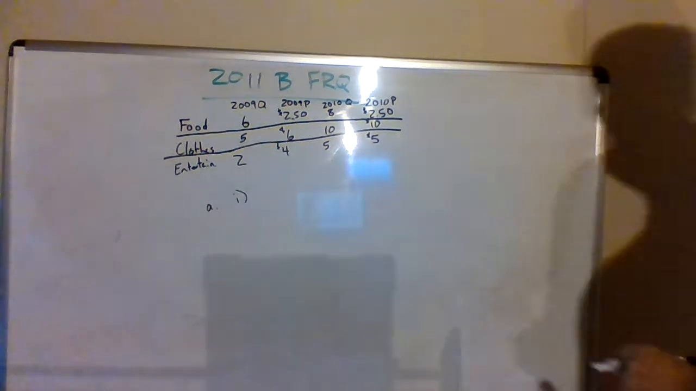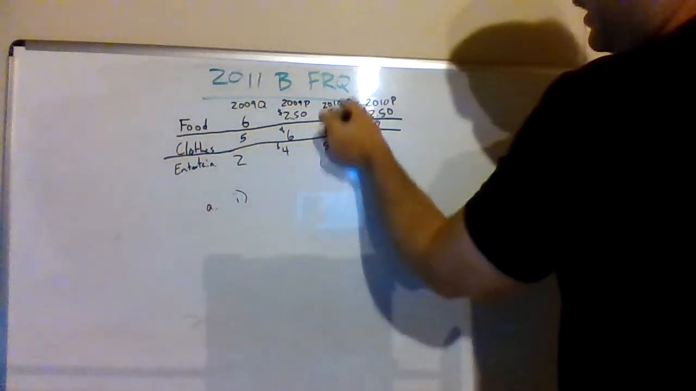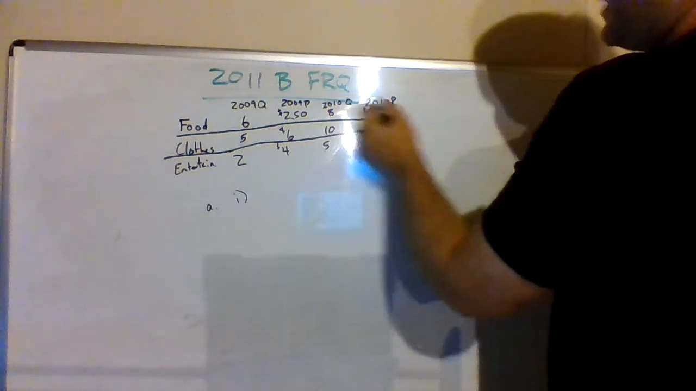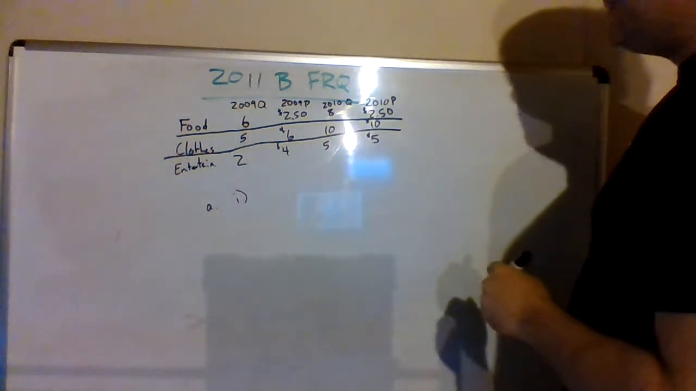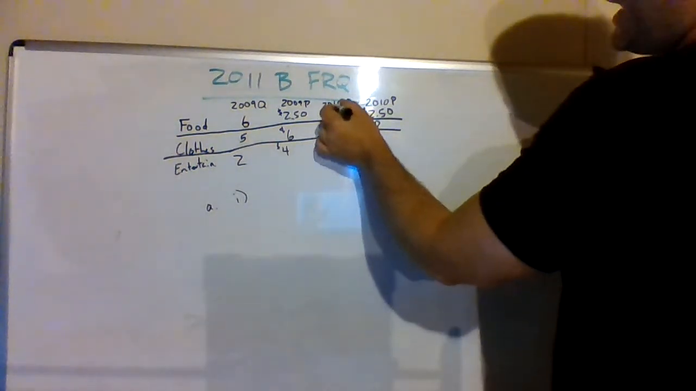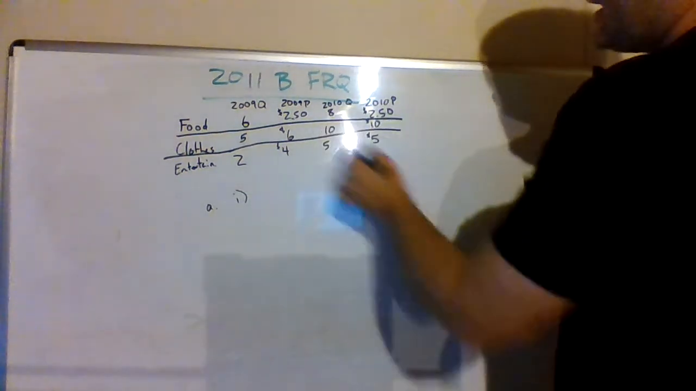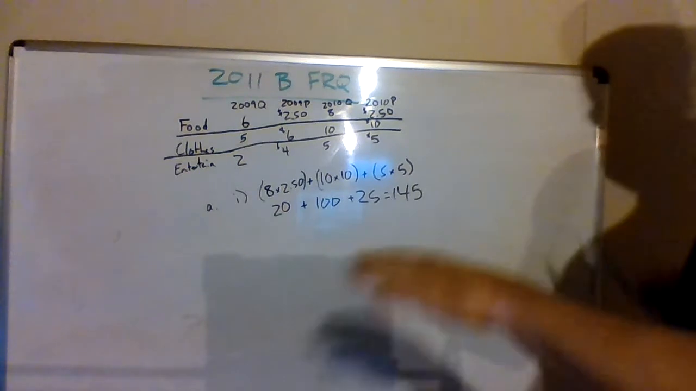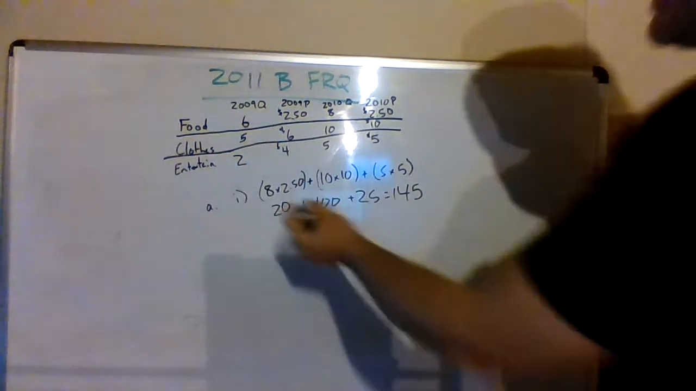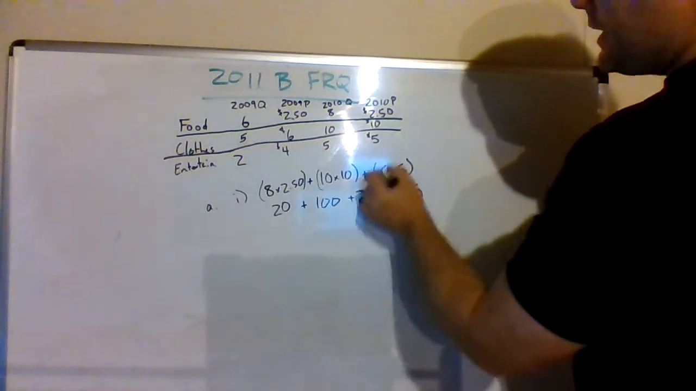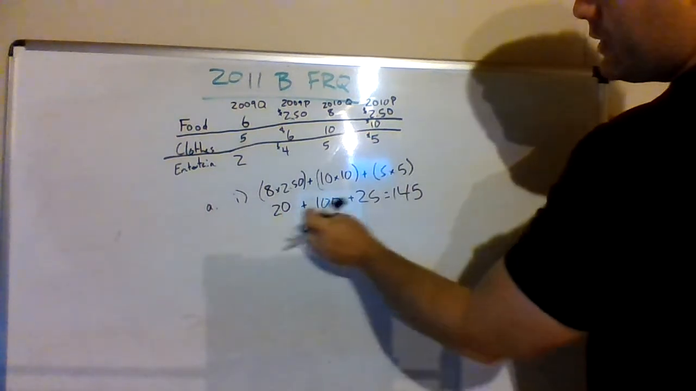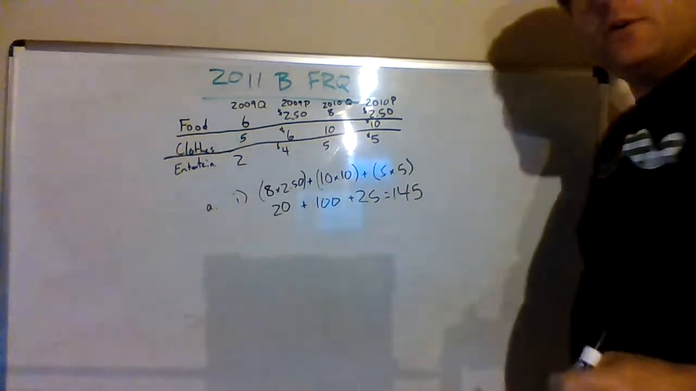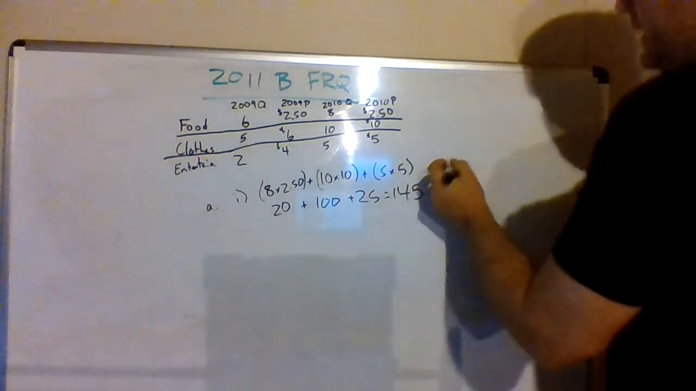Okay, so we've just got to figure out our quantities here, and we've also obviously got our prices. So what we've got to do is multiply 8 times 250, 10 times 10, 5 times 5, and add them all together. I went ahead and did the math there. You can see I got 8 times 250 plus 10 times 10 plus 5 times 5, 20 plus 100 plus 25 equals 145. Again, that's our nominal GDP.